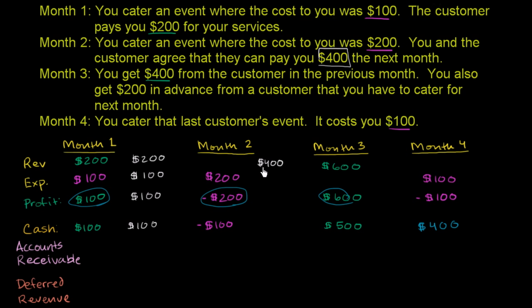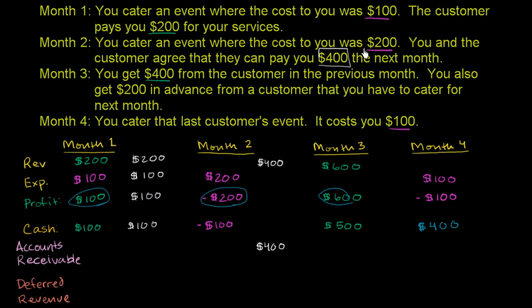And the way that you account for that is on your balance sheet, you say that you are essentially owed $400. So this accounts receivable, this is essentially stuff that other people owe you. You need to receive this from other people, but it's an asset. Other people have an obligation to you. So you have an accounts receivable of $400. When they pay you the $400, it goes from accounts receivable to cash.